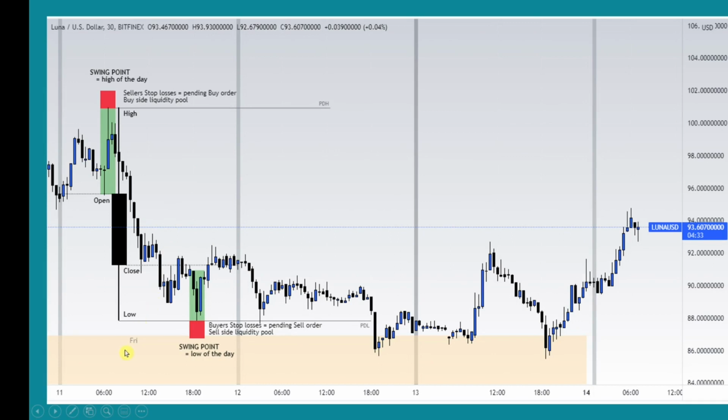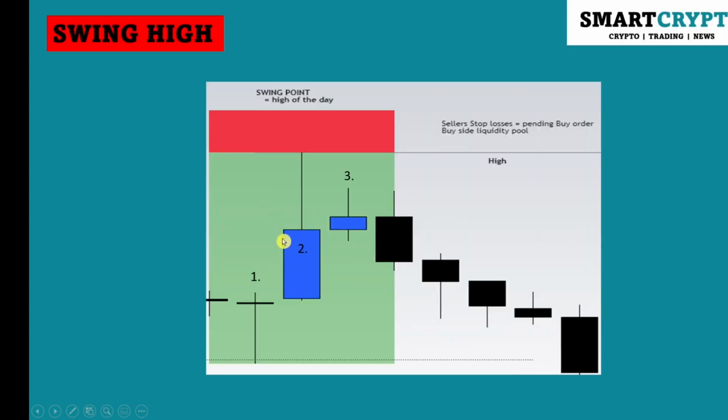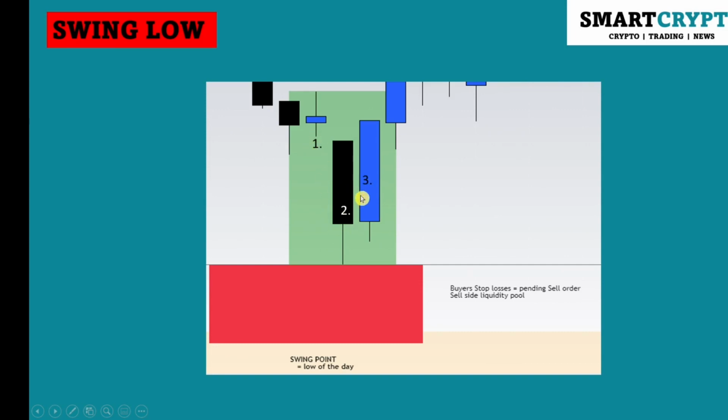In this example, we are looking at the Friday, March 11 chart of Luna versus dollars on the 30-minute time frame. The gray horizontal lines indicate the daily high and low, while the green boxes are highlighting the swing points of the daily high and low. A swing point consists of 3 candles, a high surrounded by 2 lower highs at the upper side and a low surrounded by 2 higher lows on the lower side.